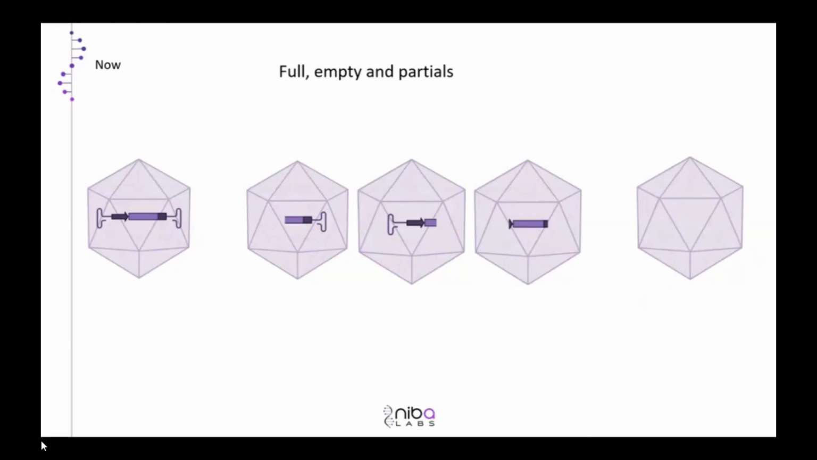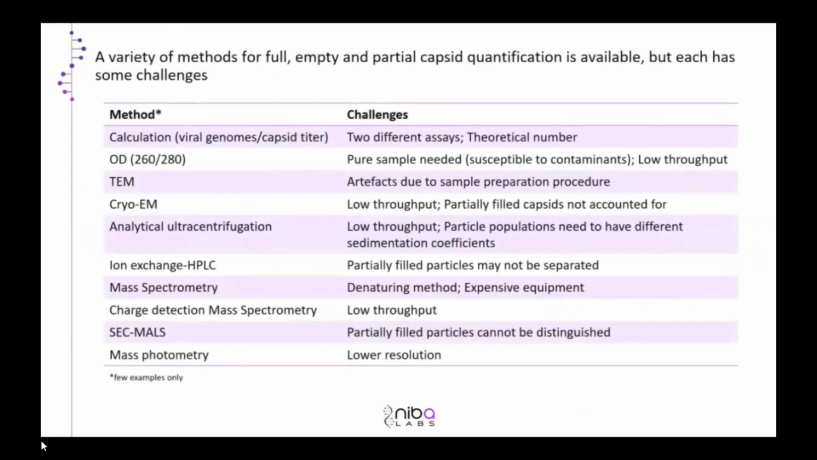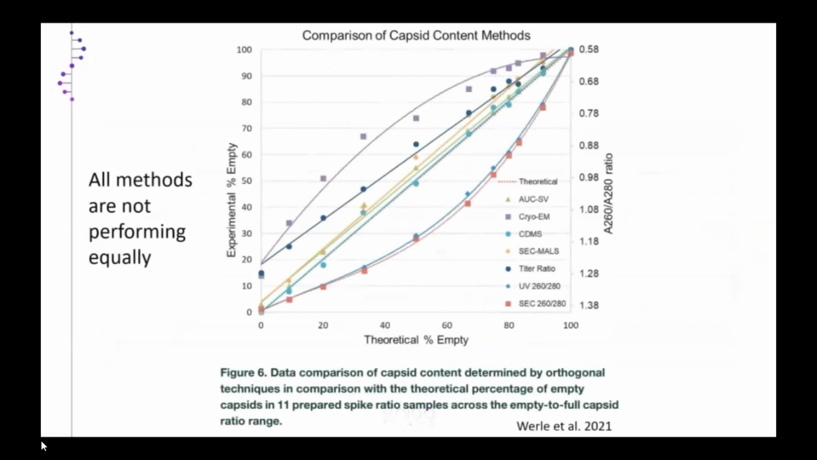And of course, to analyze that, there's again a variety of methods that can analyze the full, empty, and even sometimes partial capsid content. But each of these methods has its own challenges, and besides that, they're also not performing equally well. Which method to use depends on the established process that you have in-house, but you must be aware that you might have some bias using a specific method.